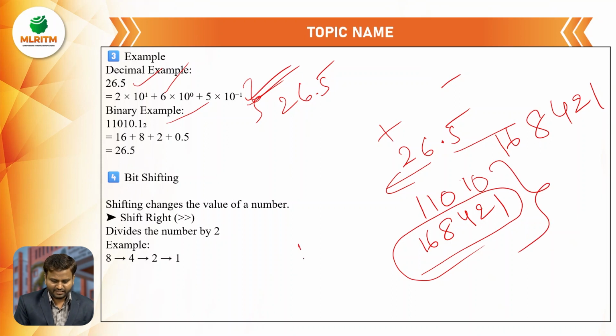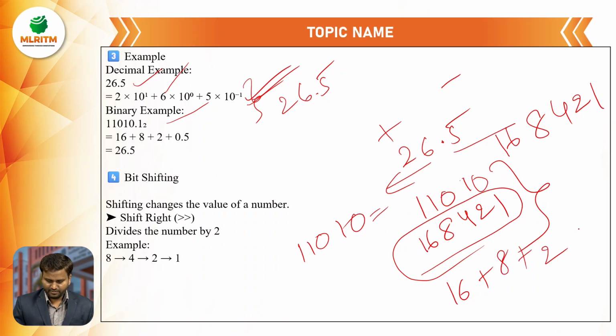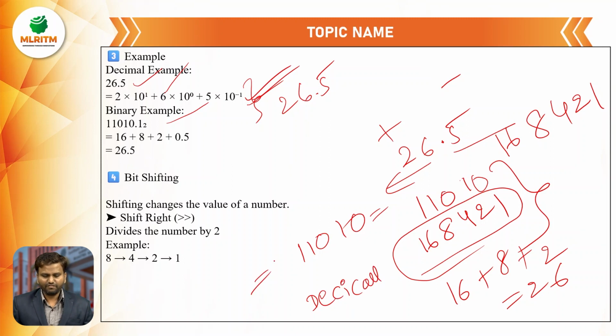Here we are seeing 11010 as a 6 decimal binary number. We need to calculate the decimal equivalent number. 16 plus 8 plus 2, right, 16 plus 8 plus 2. Here 20, 24 and 26, the value should be 26. This is the decimal equivalent value, and the binary value is 11010.